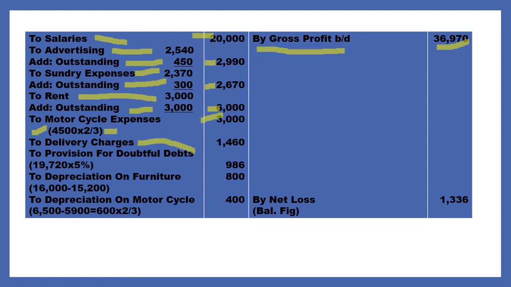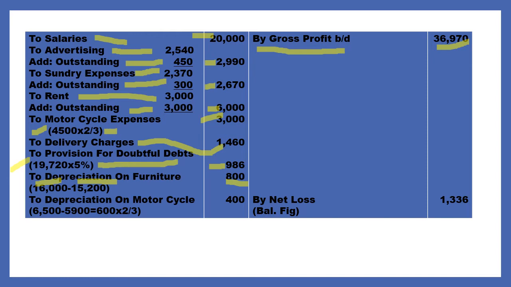Then delivery charges 1,460. Then provision for doubtful debts, that is 19,720, the closing value of debtors that we have identified by preparing the total debtors account, into 5% provision, 986 rupees. Then depreciation on furniture, based on the difference between opening balance and closing balance of assets. So furniture opening balance 16,000 as per the problem, and closing balance as per the problem 15,200. That means 800 decrease in the value of furniture, that will be considered as depreciation.